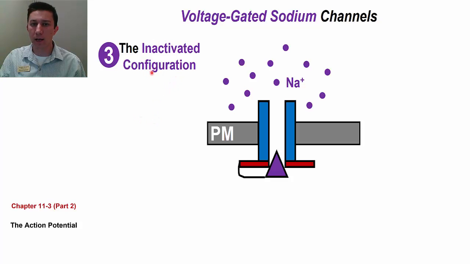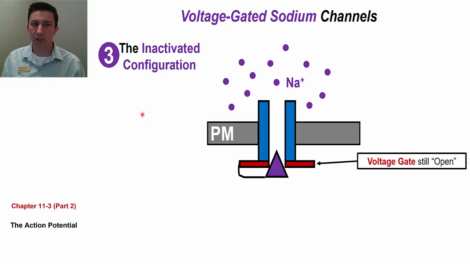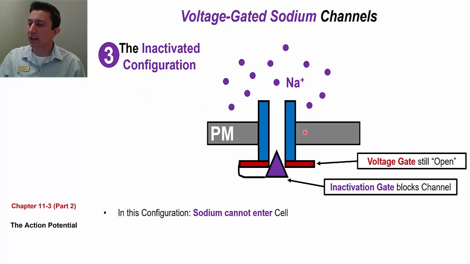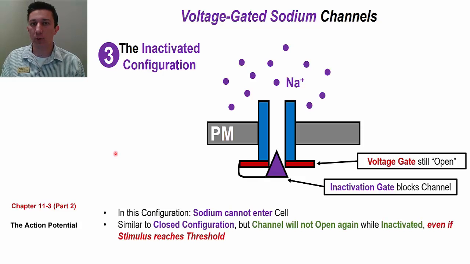And then right after it opens, the voltage-gated sodium channel very quickly adopts this inactive configuration, where our voltage gate is still open. So our voltage gate has not closed yet, but what happens is that this inactivation gate swings into the opening of the channel and blocks it. Basically, what this configuration does is it's functionally the same as a closed channel. It's not going to let sodium diffuse into the cell. But one really special thing that it does do is that if there is another stimulus that occurs while the voltage-gated sodium channel is in its inactive configuration, this channel will not open again.